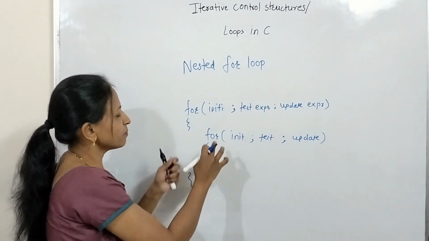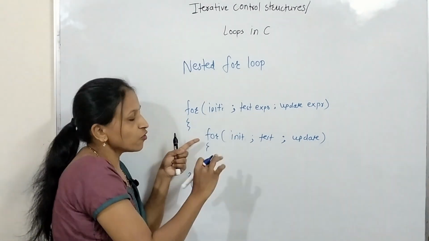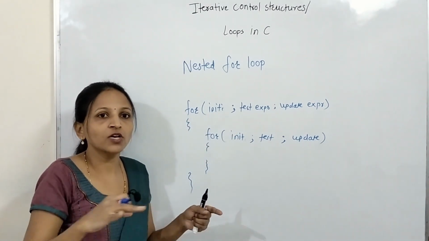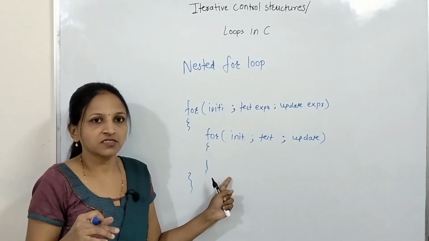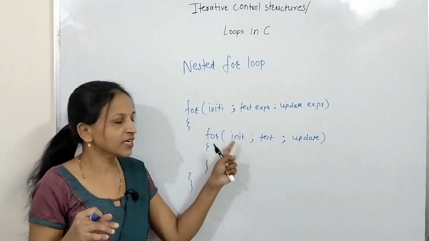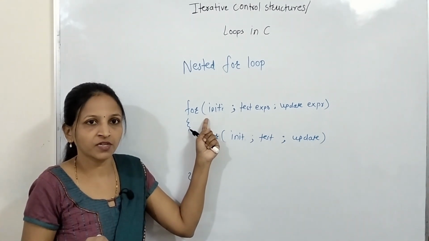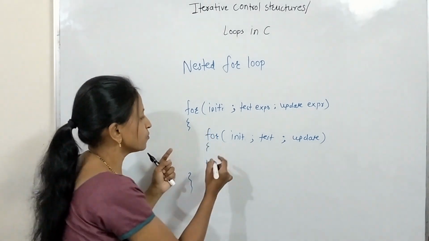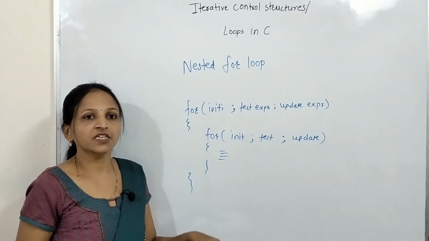Here always remember, for every iteration of the outer for, the inner for will execute wholly. Wholly means from first to last, so the whole for loop will get executed for every iteration of the outer loop. This is the most important point you have to keep in mind in the case of nested for.